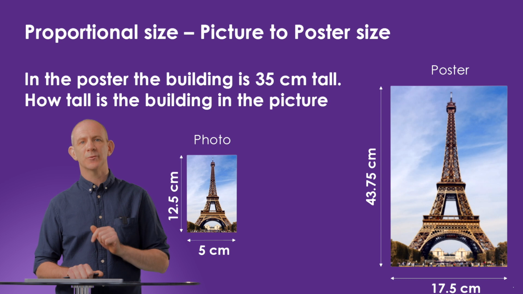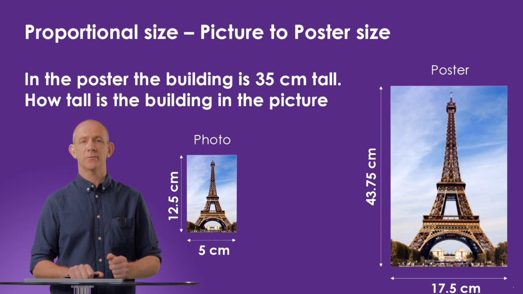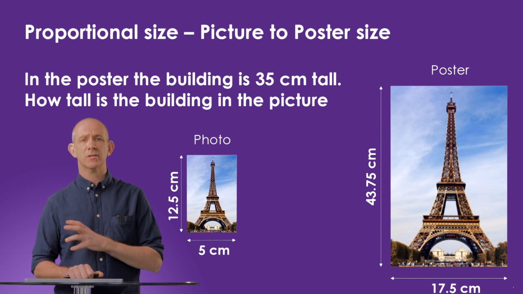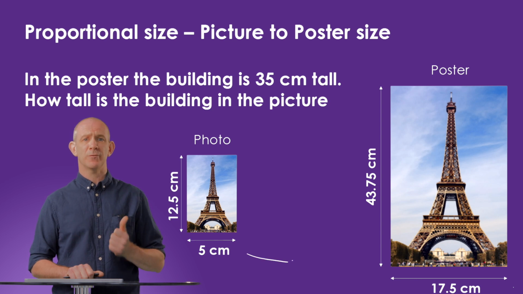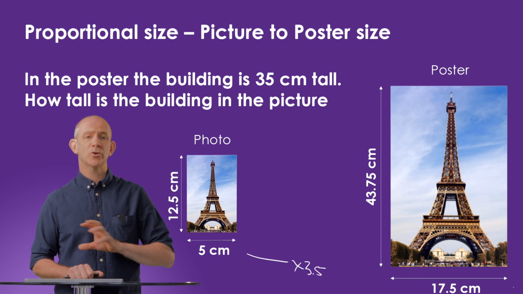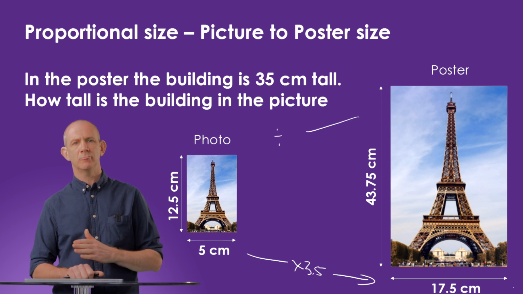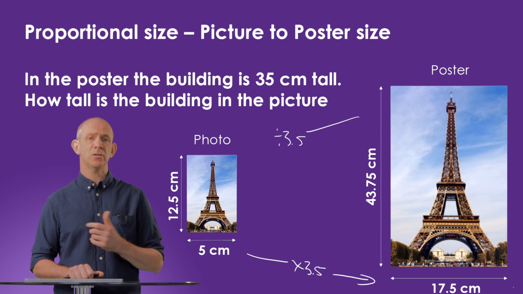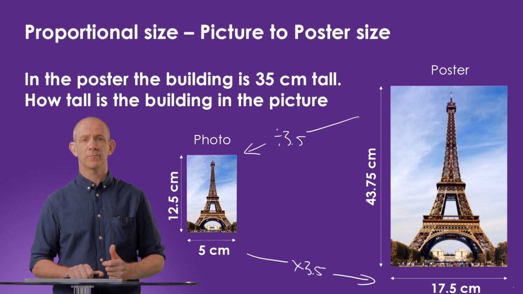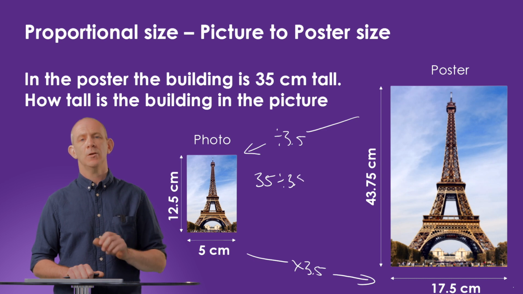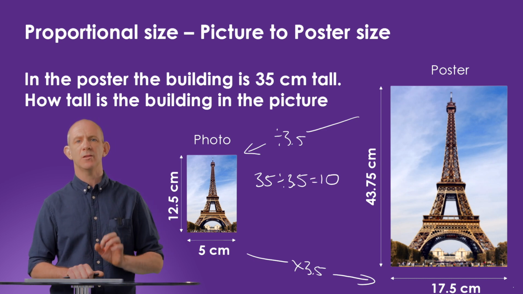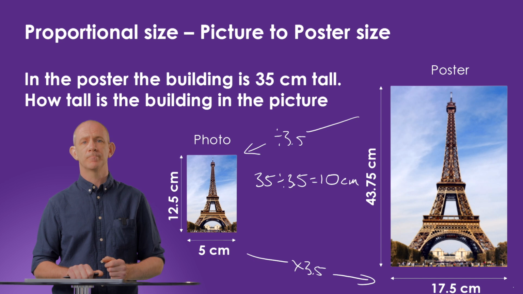If we're told that the Eiffel Tower in the poster measures 35 centimetres, how do we use the scale factor to calculate the Eiffel Tower in the photo? We could create another scale factor. However, if we understand that the opposite of multiplication is division, we can continue to use the scale factor of 3.5. 35 divided by 3.5 equals 10. So we can state that the Eiffel Tower in the photo is 10 centimetres tall.